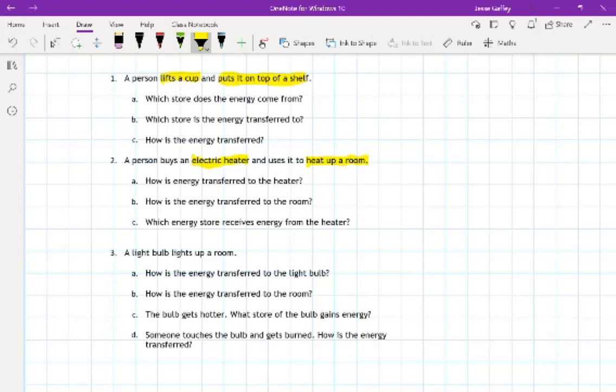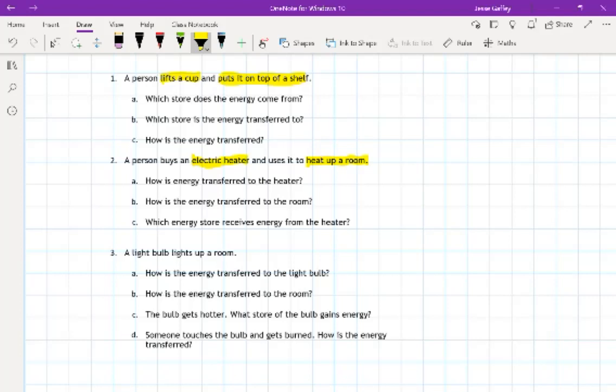How is energy then transferred to the room? That's going to be heating. And which energy store receives energy from the heater? So this is a store. Well, the temperature of the room is going to go up. So we say energy has entered the thermal store of the room. Thermal store. Well done.